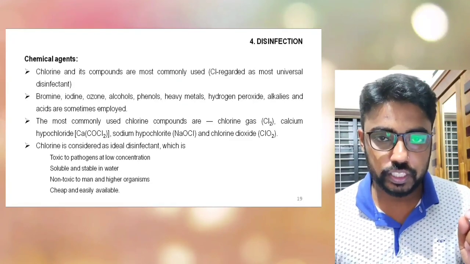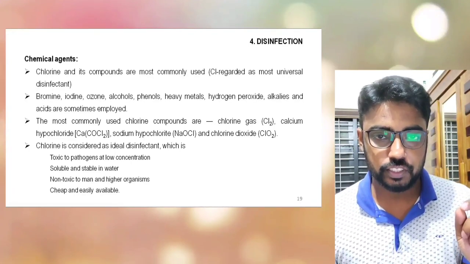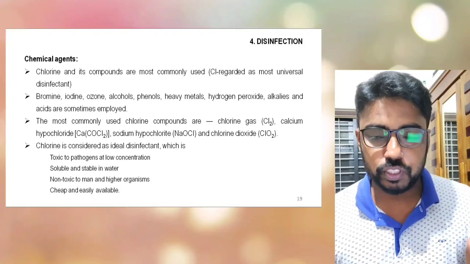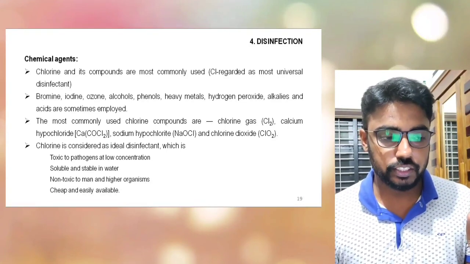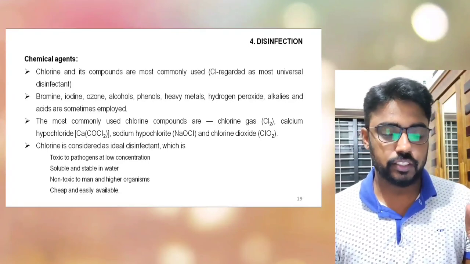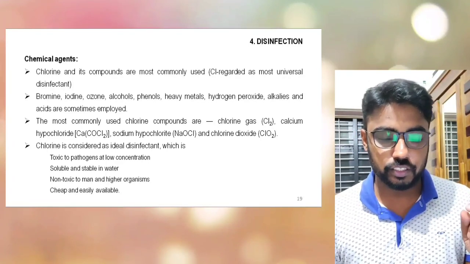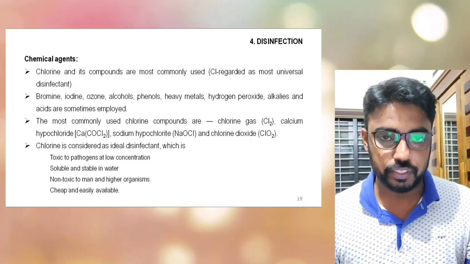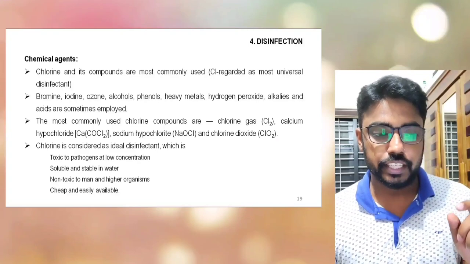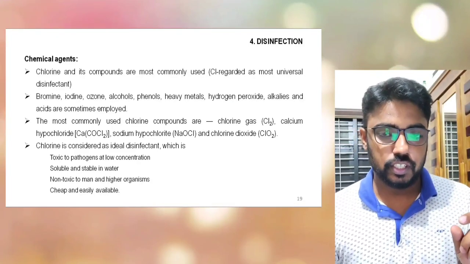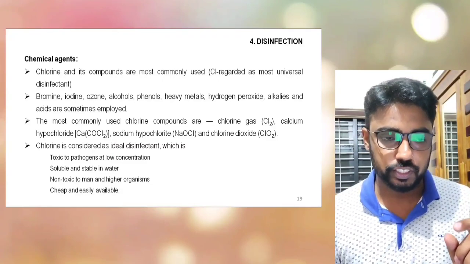Chlorine is considered an ideal disinfectant because it is toxic to pathogens at low concentration, soluble and stable in water, non-toxic to man and higher organisms, and cheap and easily available. That's why chlorine is considered an ideal disinfectant. This is the disinfection method used in tertiary treatment.